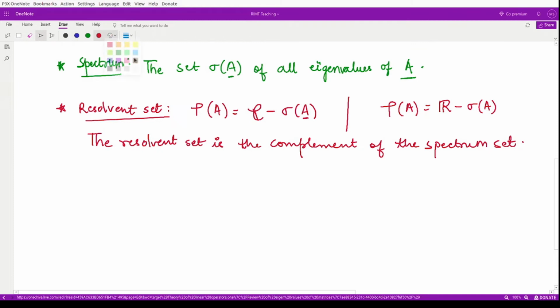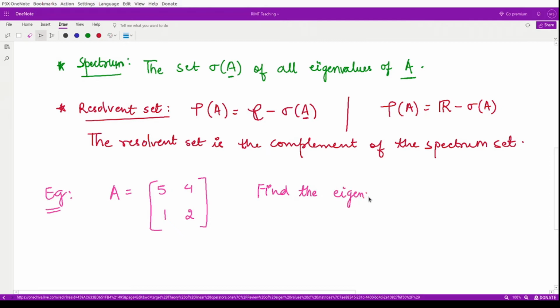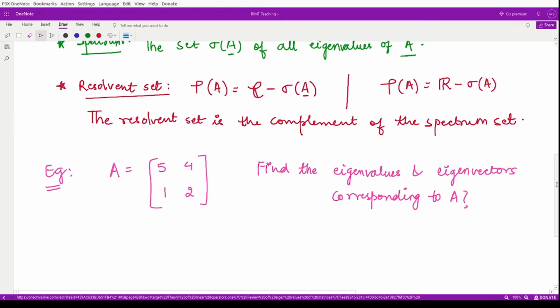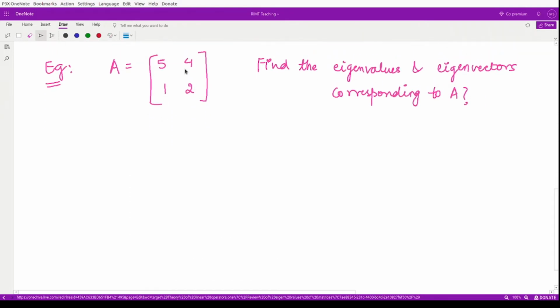So now let's see an example over here. Suppose we are given this matrix A, which is defined to be 5, 4, 1 and 2. Now you are asked to find the eigenvalues and eigenvectors corresponding to A. So how do we proceed? Now this is very simple. All of you might be knowing the procedure by which we could calculate the eigenvalues and eigenvectors.